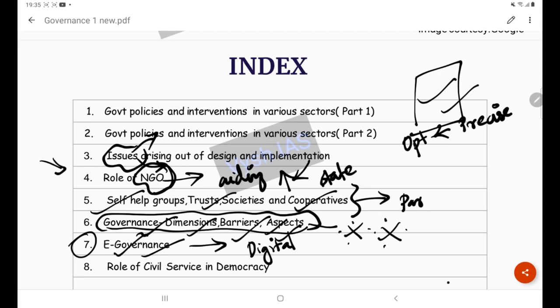So e-governance is very important. Then civil service. Civil service is like the guiding light of the state. So it is like the backdoor functioning of the state. So civil service is also important.